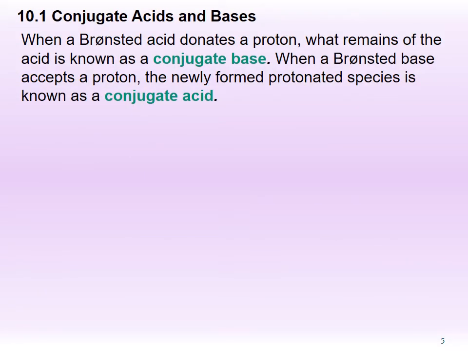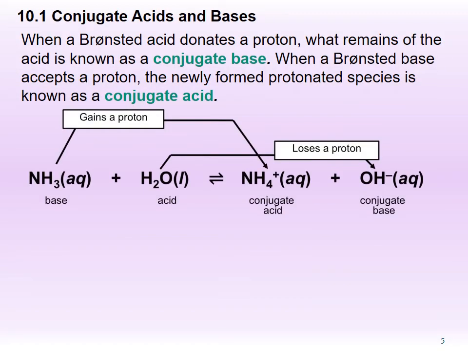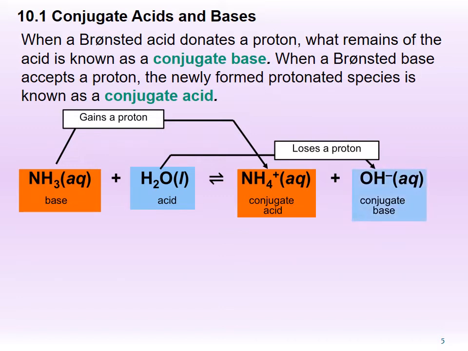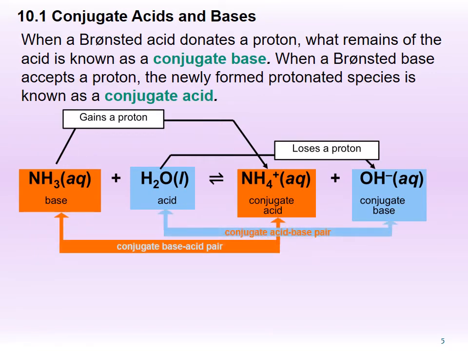Now for another example. When the Bronsted base ammonia NH3 accepts H+ from water, it becomes the conjugate acid NH4+. Water this time around serves as a Bronsted acid, so it donates H+ to ammonia to become the conjugate base hydroxide OH-. NH3 and NH4+ are a conjugate base-acid pair, while water and hydroxide are a conjugate acid-base pair.